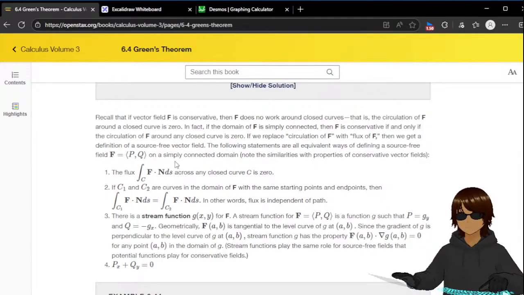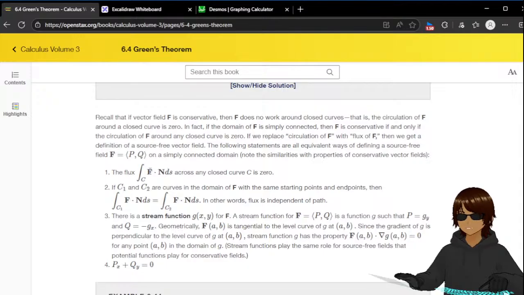Recall that if vector field F is conservative, then F does no work around a closed curve. That is, the circulation of F around a closed curve is 0. In fact, if the domain of F is simply connected, then F is conservative if and only if the circulation of F around every closed curve is 0. If we replace circulation of F with flux of F, then we get a definition of a source-free vector field. The following statements are all equivalent ways of defining a source-free vector field on a simply connected domain.